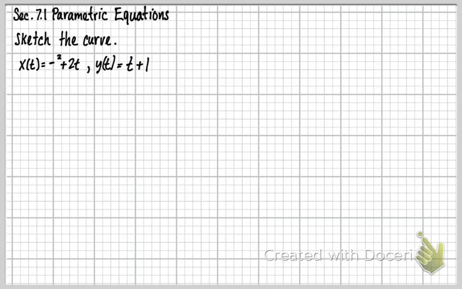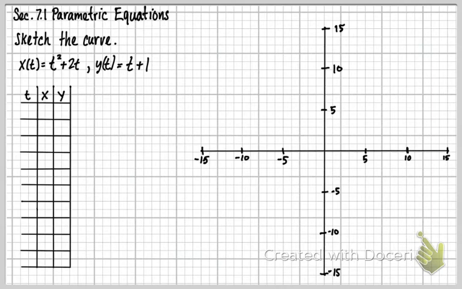This one says sketch the curve. So here's our x(t) and y(t). Oops, that's supposed to be a t. What we're going to do with this is just graph it. First things first, we're going to need a rectangular coordinate system and an XY table set up. I was looking at the values t squared, so I figured we need a larger graph for this one. Now I'm going to start filling in values for this XY table.